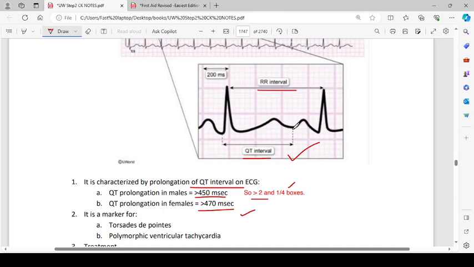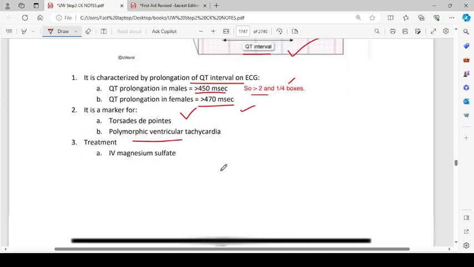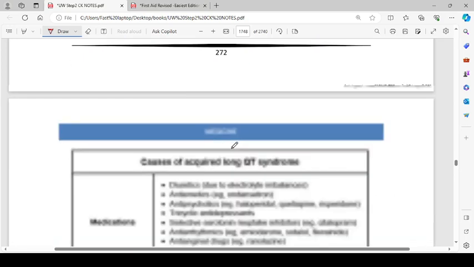So more than 2 and 1/4 of the boxes, that is 450. These are 2 and 1/4 of this box. So this is a prolonged QT. It is a marker of torsades de pointes and polymorphic ventricular tachycardia. The treatment is with IV magnesium sulfate.